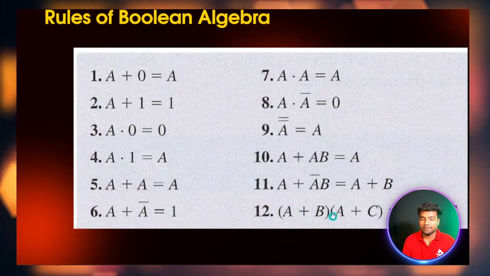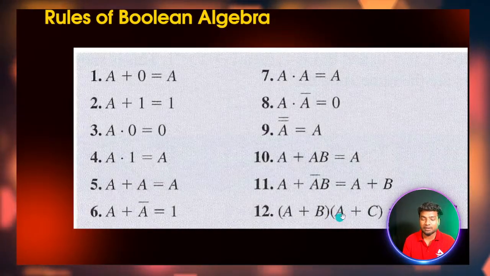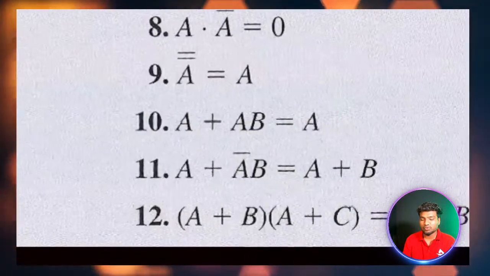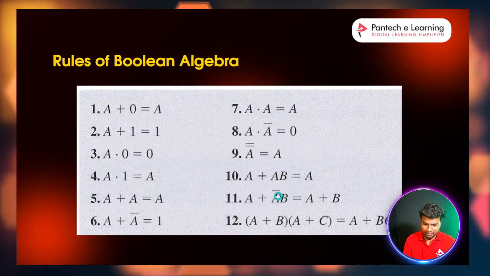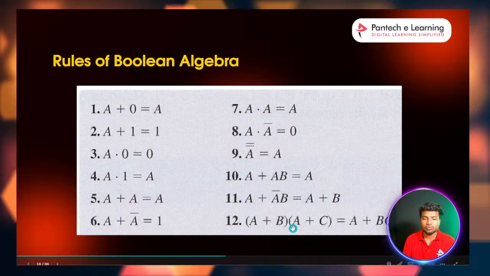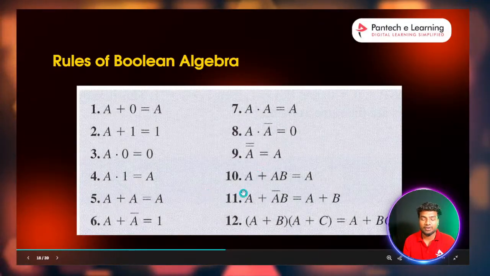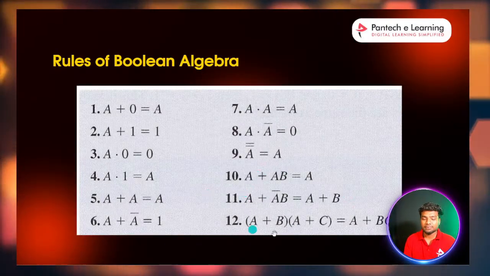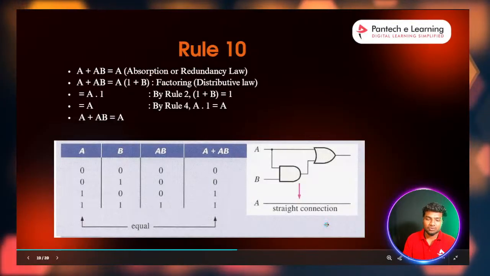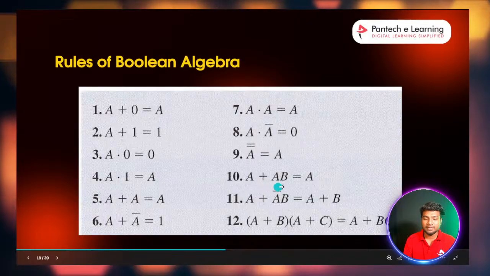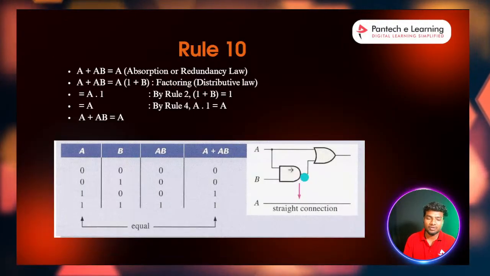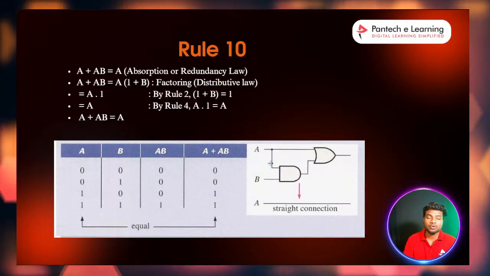If I have an expression that looks like this, I can simplify it like this, a plus b. And then a plus b and a plus c, we can simplify like a plus bc. I will show you the 10th, 11th and 12th expressions and how we can simplify them in upcoming slides. The 10th expression is a plus ab equal to a. So how can we simplify that expression to a?